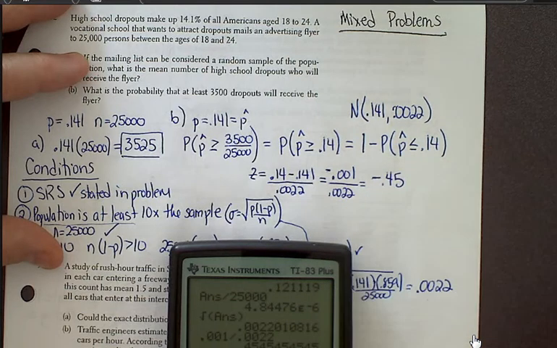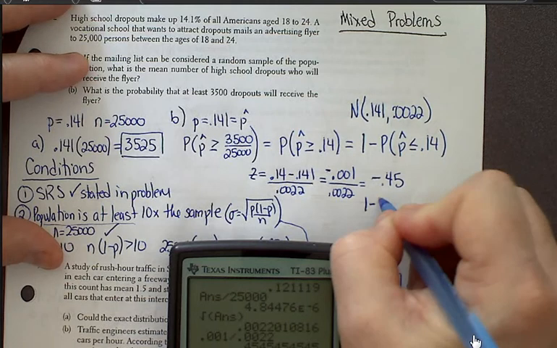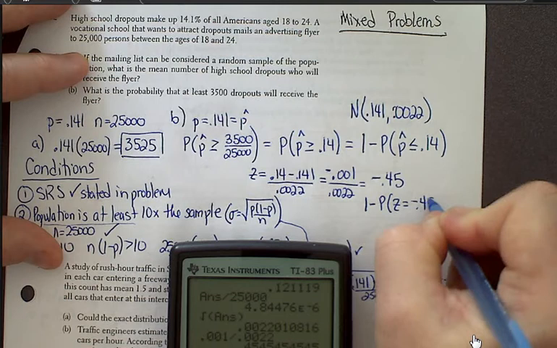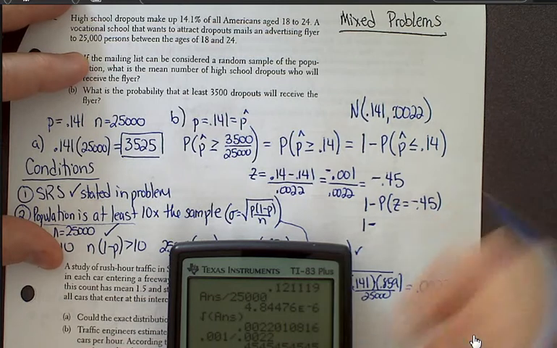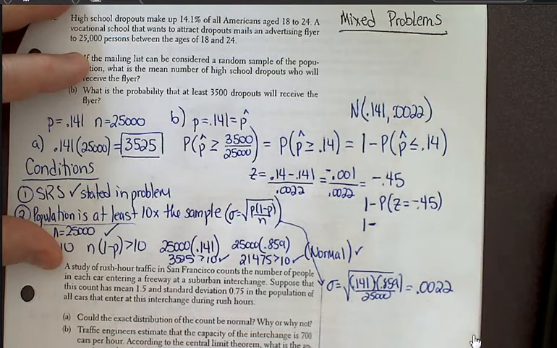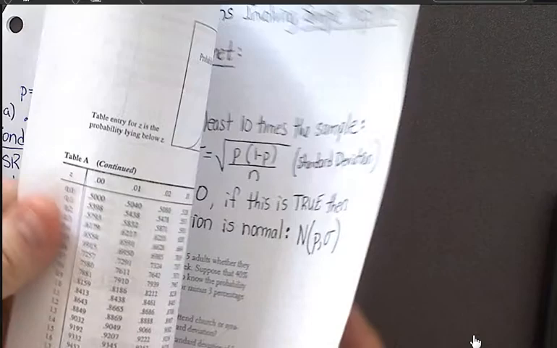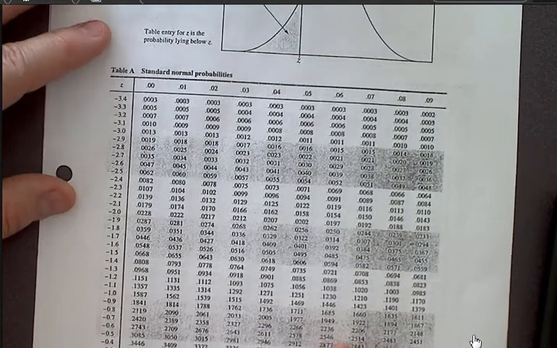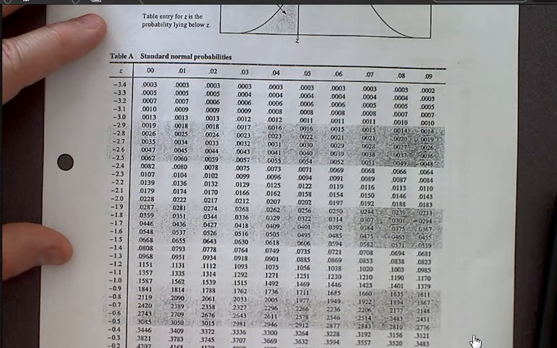And that's my z-score. So now this problem becomes 1 minus the probability that z is less than or equal to negative 0.45. And now we can finish this problem up. 1 minus the probability that z is negative 0.45. We can look up on our table. So I flip that table over. See if I can get you guys to see it too. There it is on the bottom. So negative 0.4, go over to 5. There it is, 3264.